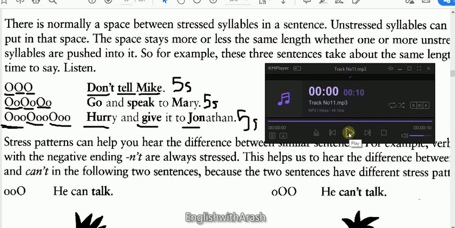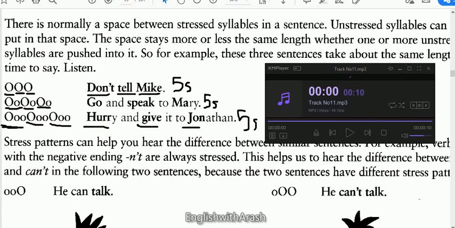Okay, so you see, it looks like a longer sentence, but it takes the same amount of time to say it. I'm going to say it slower so you understand it better. Don't tell Mike. Go and speak to Mary. Hurry and give it to Jonathan. So you see, just because it looks longer, you're not going to spend more time on it. Now you can say it faster. Don't tell Mike. Go and speak to Mary. Hurry and give it to Jonathan.